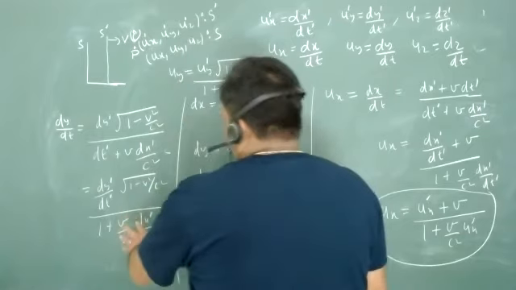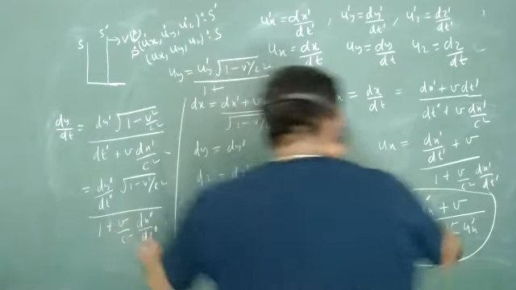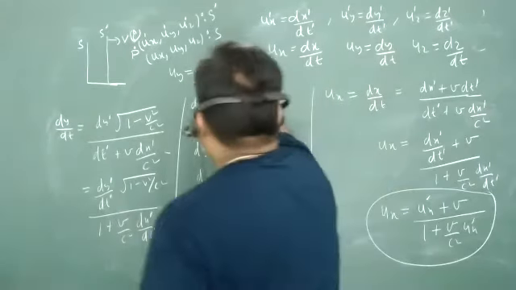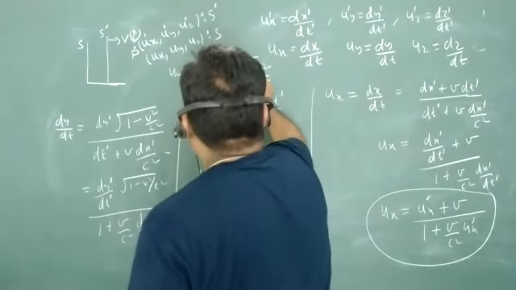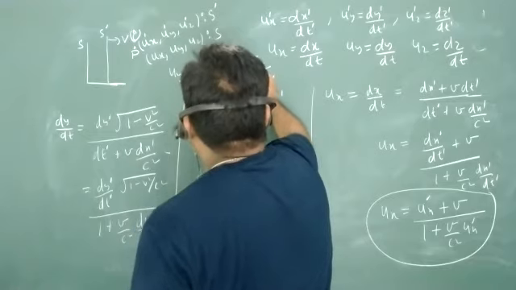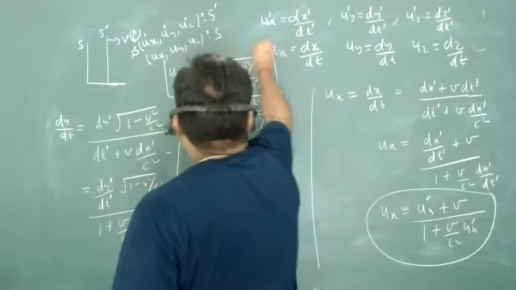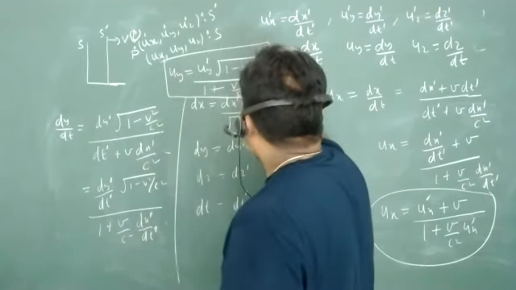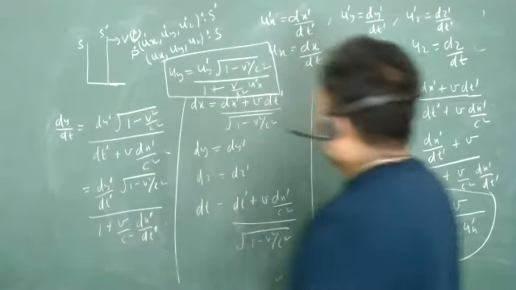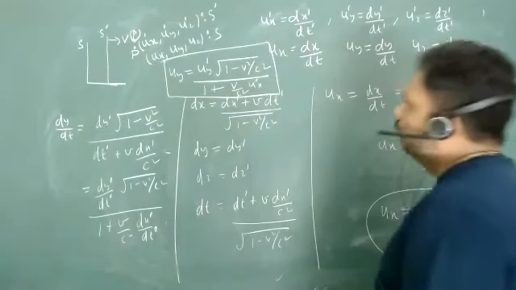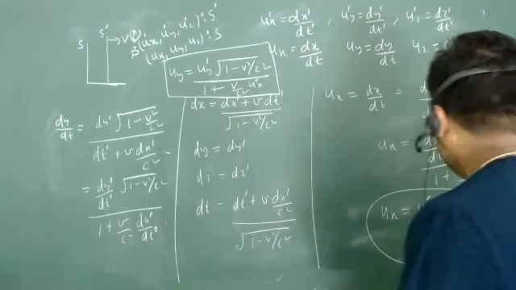Now look at this part. This part is exactly the same as this one, isn't it? So we have v upon c square ux'. I am just taking this thing. So is that visible to you? Everyone, are you able to see this thing? Yes, sir. Okay.